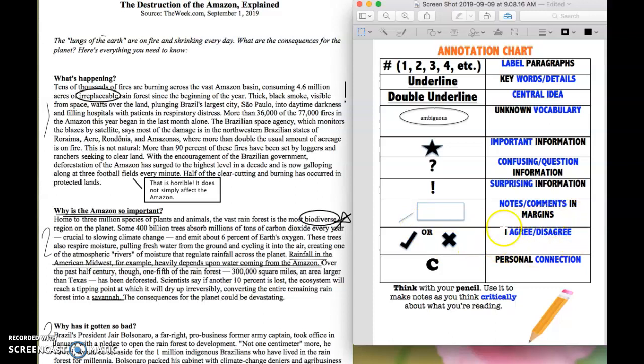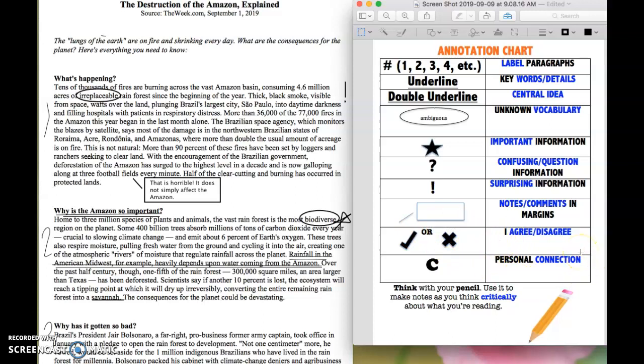If you agree or disagree, and generally this is when the author is trying to make an opinion, make you feel something, then you could put a check mark, or an X if you disagree. And then any personal connection.